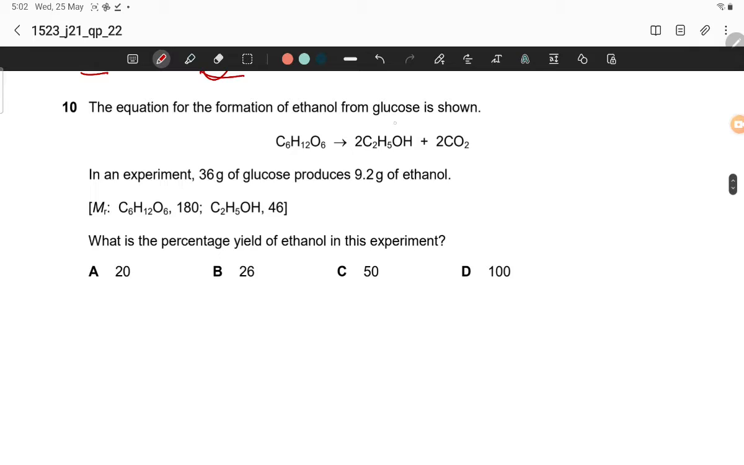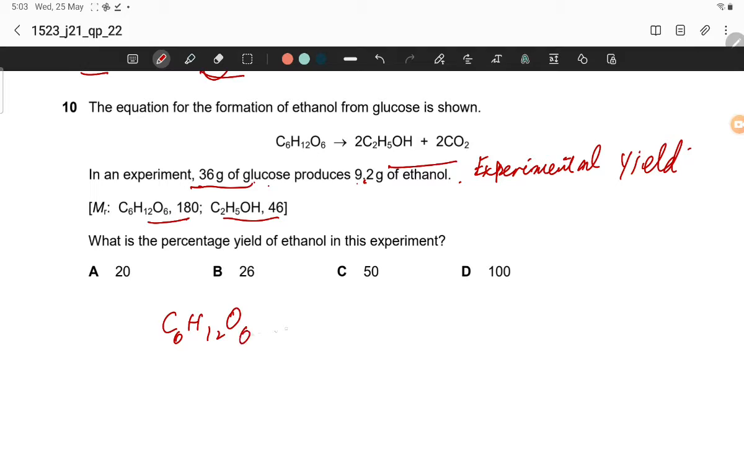The equation for the formation of ethanol from glucose is shown. In an experiment, 36 gram of glucose produces 9.2 gram of ethanol. This is the experimental yield, which is produced during the experiment. Now let's check the equation: C6H12O6 gives 2C2H5OH plus 2CO2.